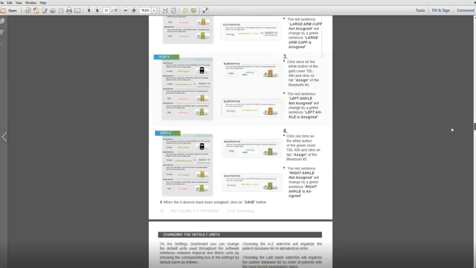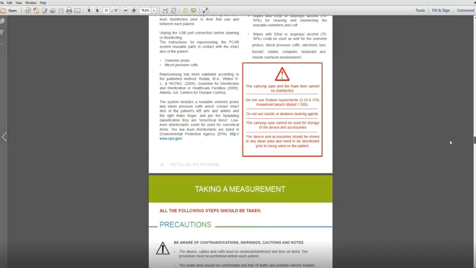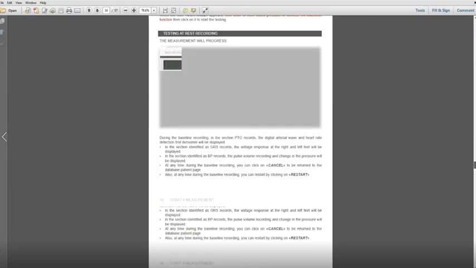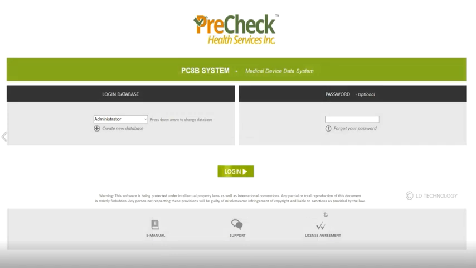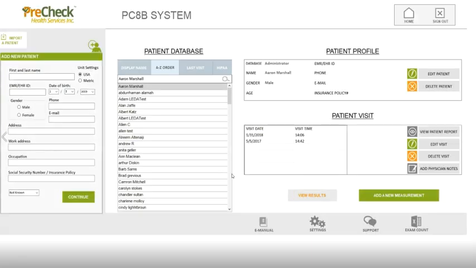Anyway, so the manual's embedded. It covers everything related to the system. So I'm doing a brief overview of what the product is. And if you want to learn more, you can certainly read through the manual. It's a 57-page manual. Okay, so now I go ahead and I log in. Okay, and that brings us to this screen here.